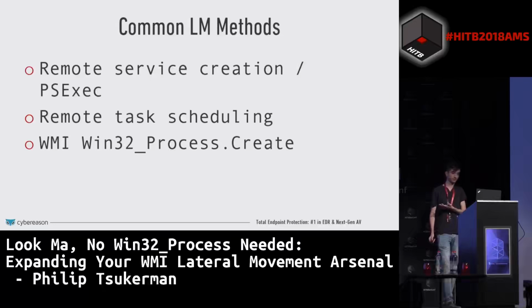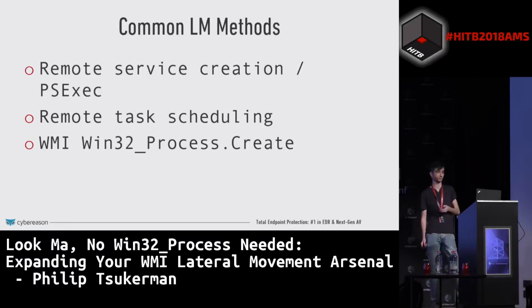The most common lateral movement methods, at least on Windows environments, are remote service creation, mostly with PSExec and its derivatives, remote task scheduling, and what people mostly call the WMI method of lateral movement, which actually uses a class called Win32_Process and a method called Create. As you can see, we already have a couple of methods that let us run code remotely. These are not getting patched because they are features. People actually use them for benign reasons. So why do we even need any more stuff like that?